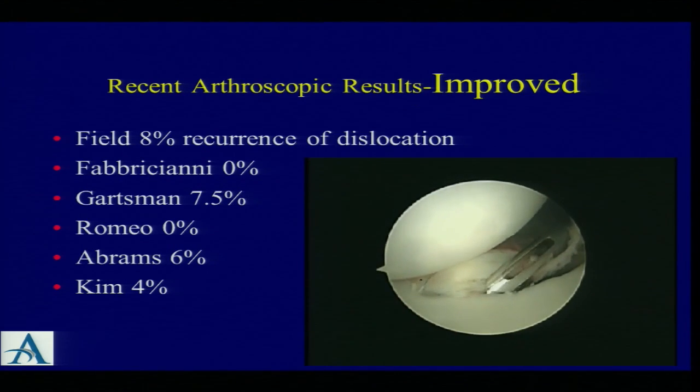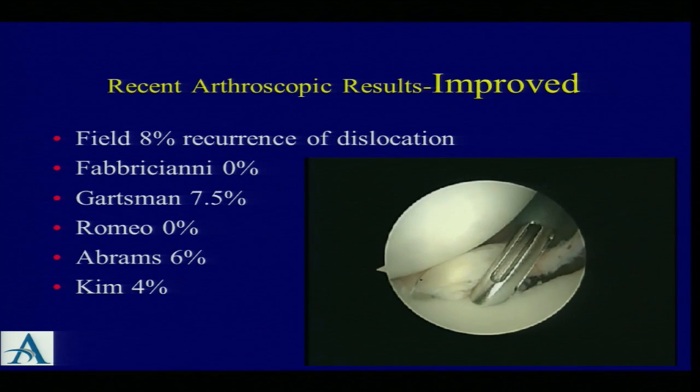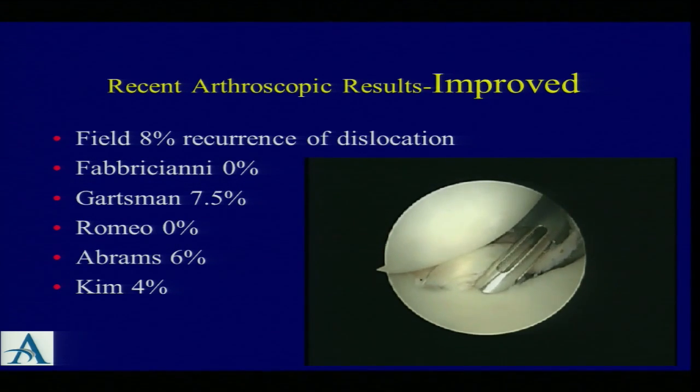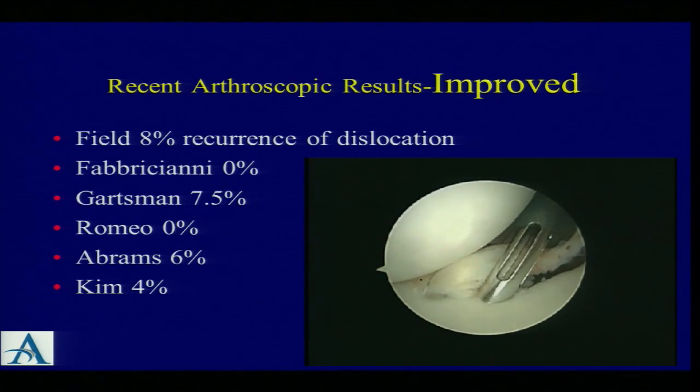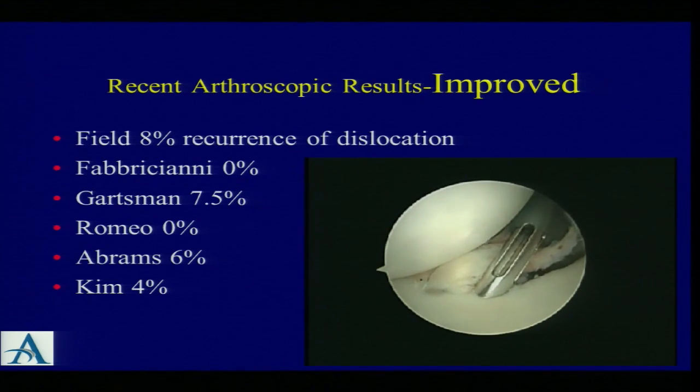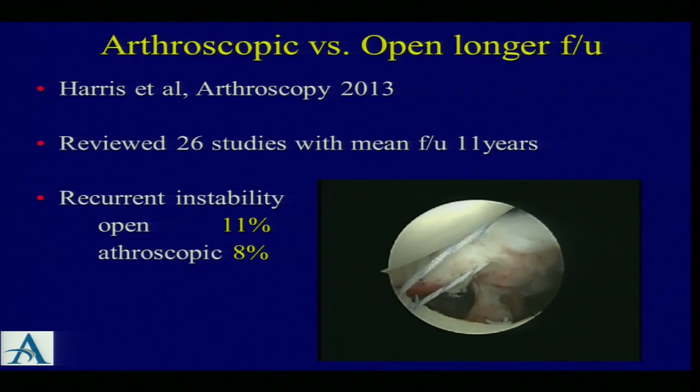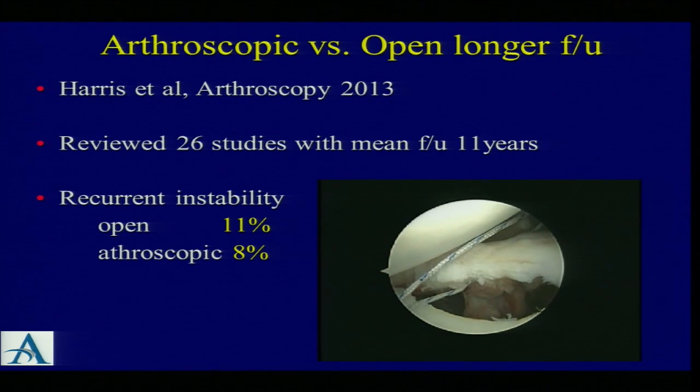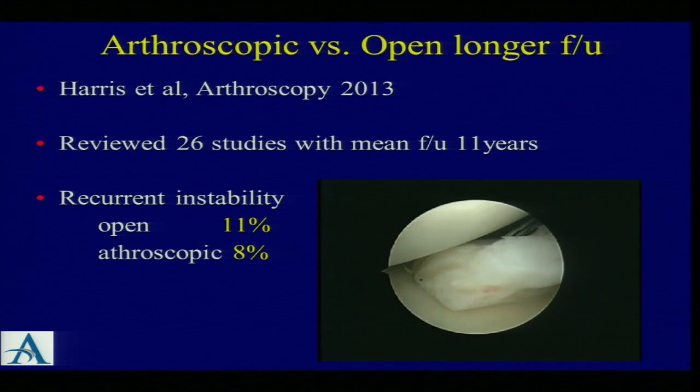Recently, of course, these numbers continue to improve, and without a doubt, it's the gold standard. Here are some more recent studies looking at retrospective recurrence rates, all in the single digits. The thing to understand about these studies is that most of them have less than 5-year follow-up. As we start to go out in time, okay, longer follow-up. In this study, I reviewed 26 studies with a mean follow-up of 11 years. The numbers are still pretty good. They're approaching, I'd say, about equal to what open is in terms of recurrent instability, but the numbers start to creep up at about the 5-year mark.